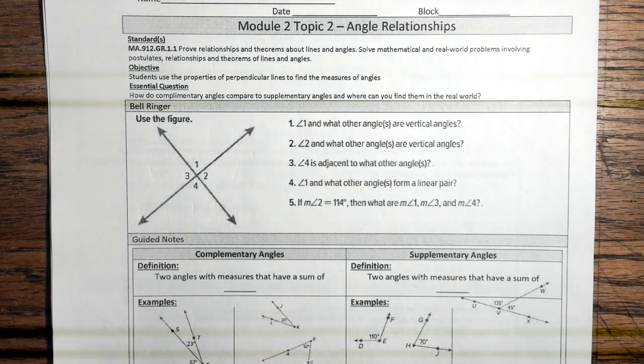Alright guys, I'm going to do Module 2, Topic 2, Angle Relationships. Standard for this topic is GR 1.1. I'm going to prove relationships and theorems about lines and angles. Solve mathematical and real-world problems involving postulates, relationships, and theorems of lines and angles. Our objective, you guys are going to use the properties of perpendicular lines to find the measure of angles.